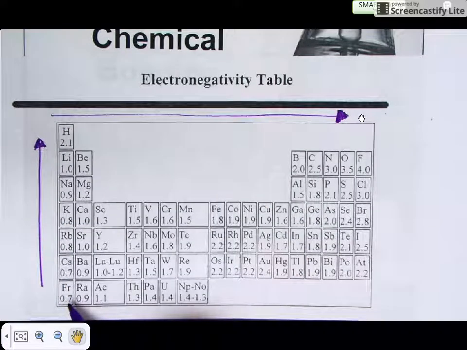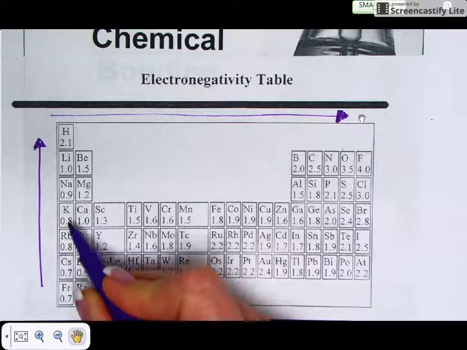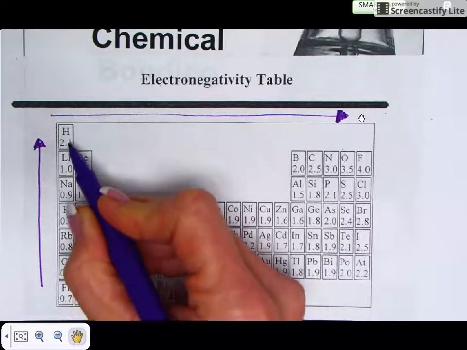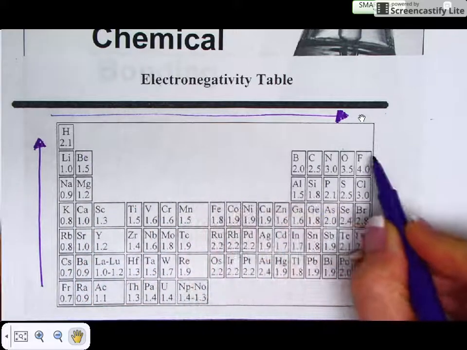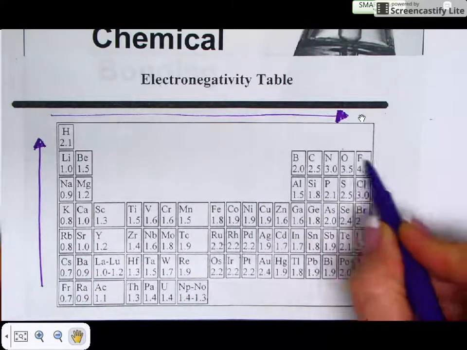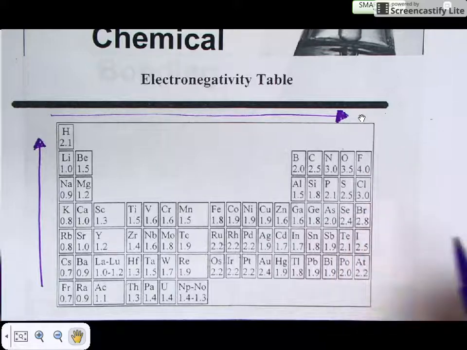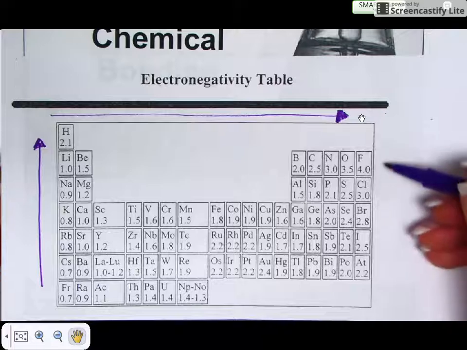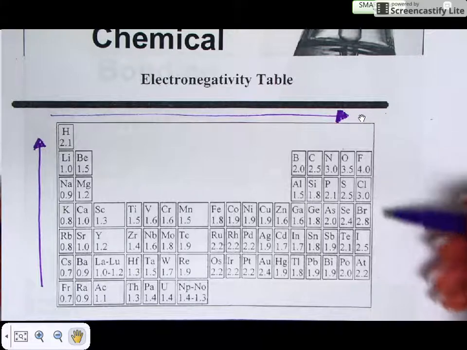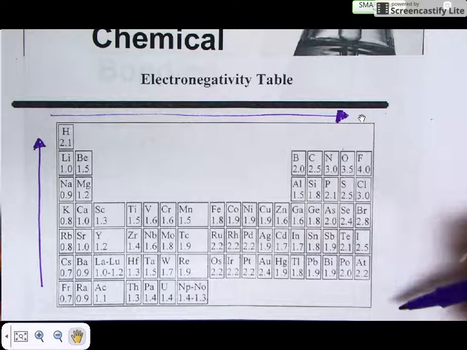Francium is a 0.7, and as you go up the alkali metal family, notice it is increasing, and then as you go across towards fluorine, you see fluorine is the most electronegative element on the table at a 4.0. Also notice the noble gases are not shown here because remember, they have zero electronegativity. They're already stable.